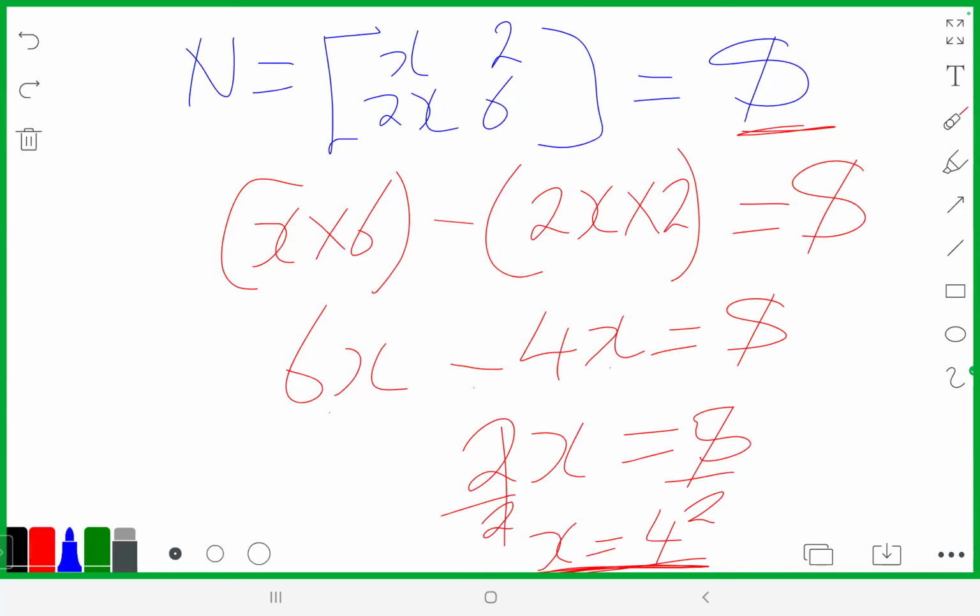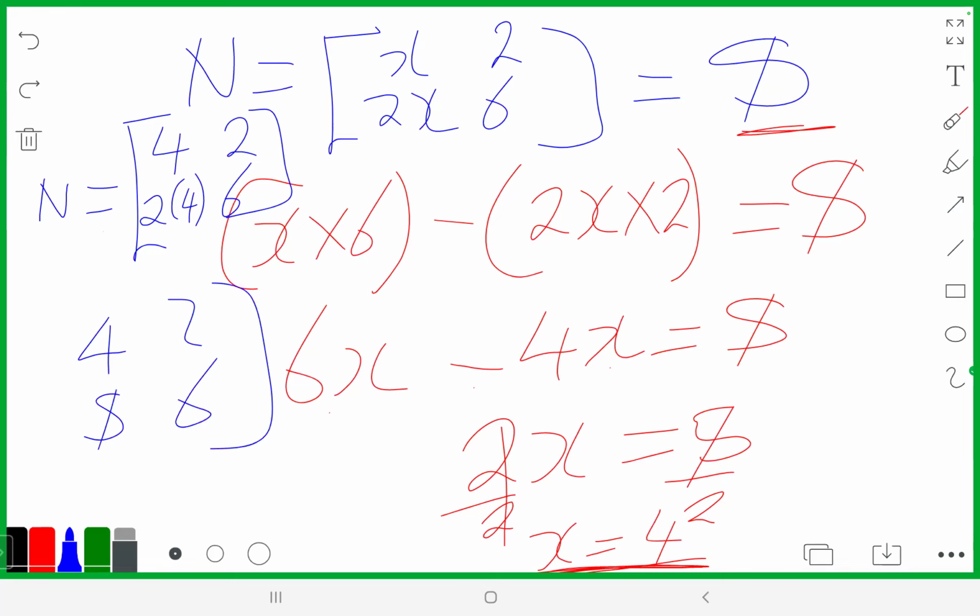Very easy. So if you have found the value of x, it's very easy to find the new matrix N. Where there is x, we'll put 4. So it will be 4. We have put 4 here where there is x. 2. Then 6. Then 2 times 4, here it will be 8. You close. This is your new N. So new matrix N shall be 4, 2, 8, and 6. This is your new matrix N because you have found the value of x.